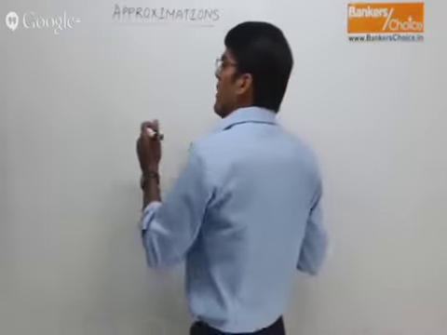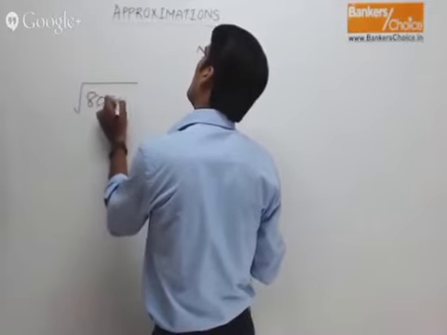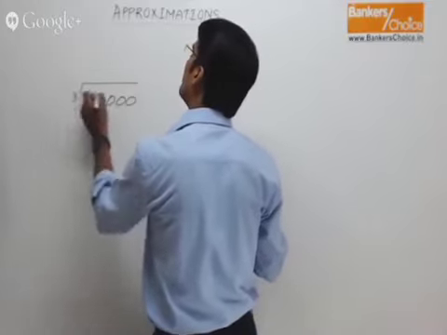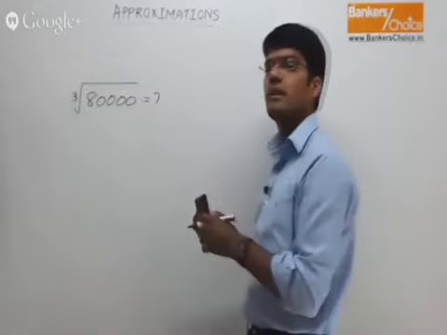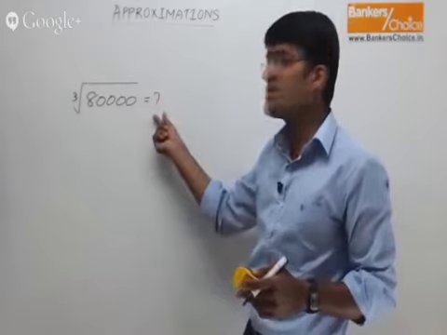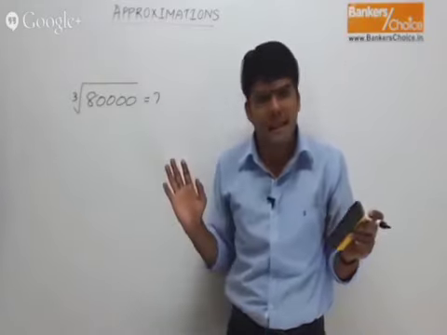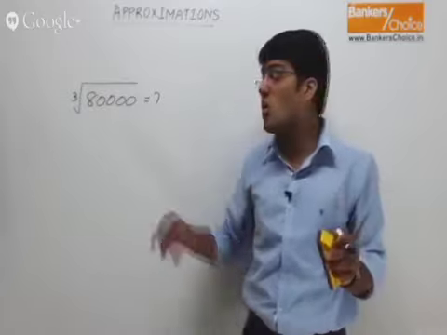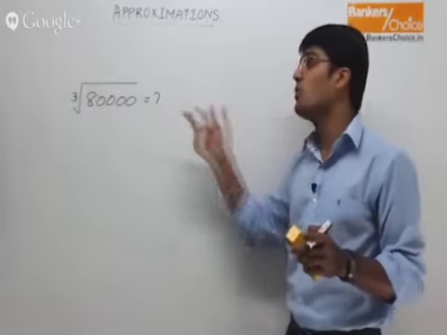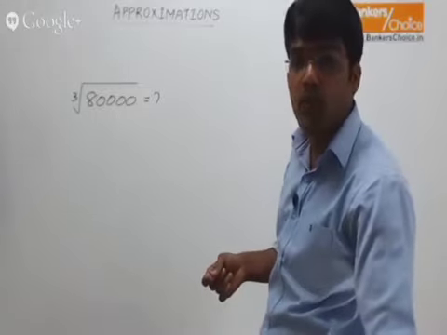For example, let's start with 80,000. I have to find out the approximate cube root of 80,000. The question says find out what comes in place of the question mark, and they also mention that you need not do the exact calculation, which means approximate. So you have to find out the approximate cube root of 80,000. How do you do this?